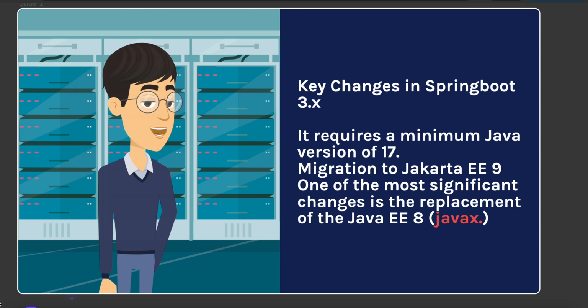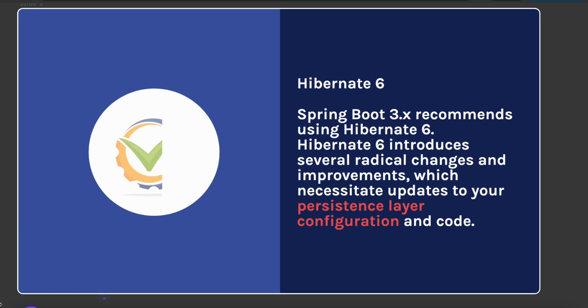It requires a minimum Java version of 17. Migration to Jakarta EE 9. One of the most significant changes is the replacement of the Java EE 8 javax namespace. Hibernate 6. Spring Boot 3.x recommends using Hibernate 6. Hibernate 6 introduces several radical changes and improvements, which necessitate updates to your persistence layer configuration and code.